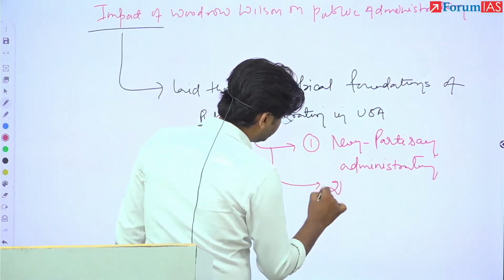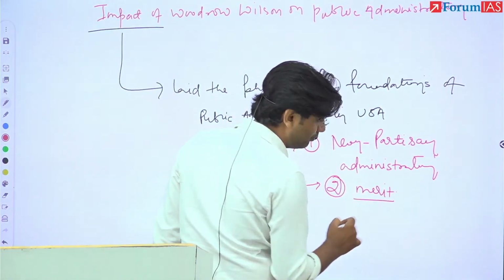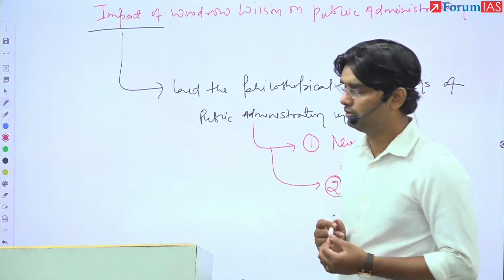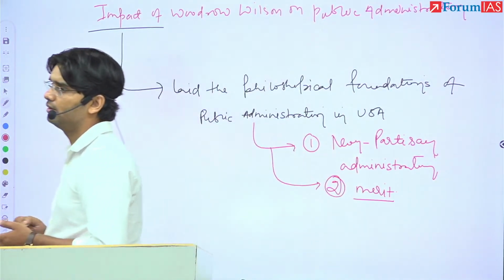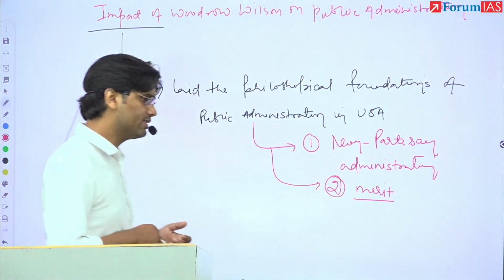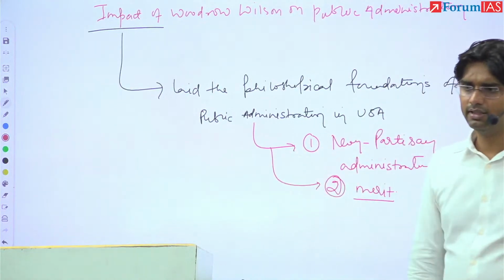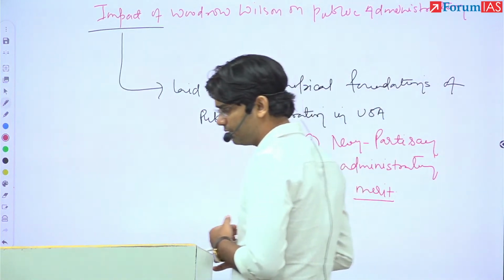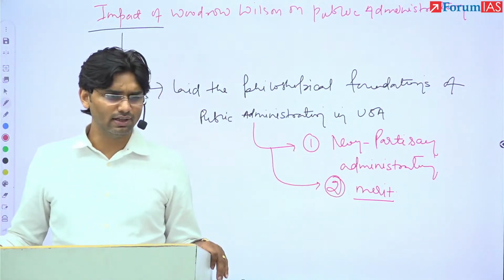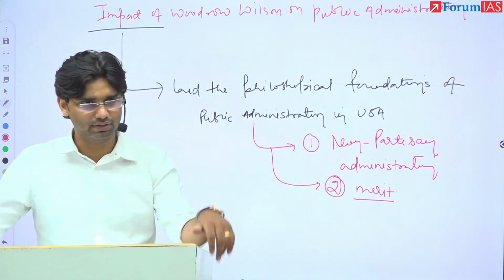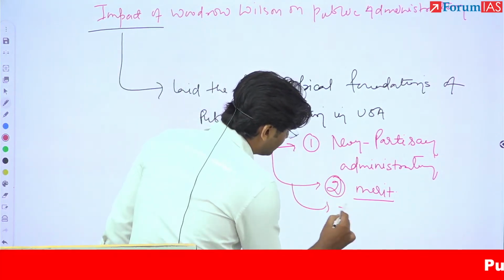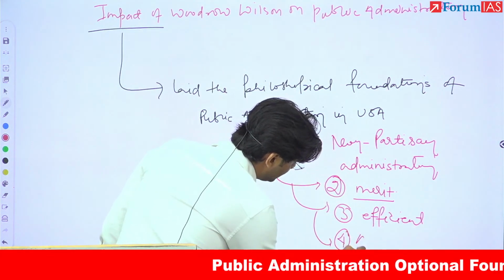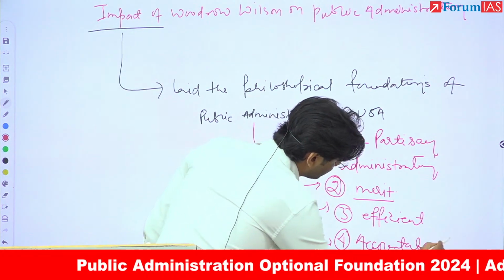Number two, administration should be based on merit. And this idea later on led to reform in civil services in USA. In USA, the Civil Service Commission was established like UPSC, which was responsible for conducting the exam, right, and recruiting people in administration on the basis of merit. Number three, administration must be efficient. Number four, it must be accountable to people.